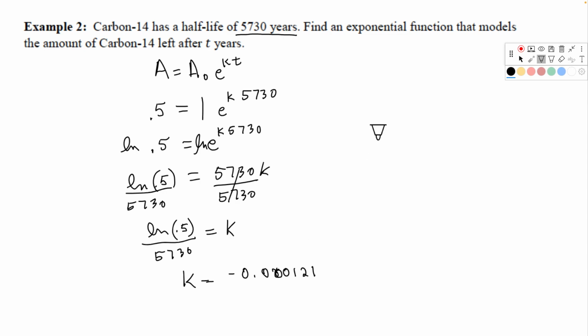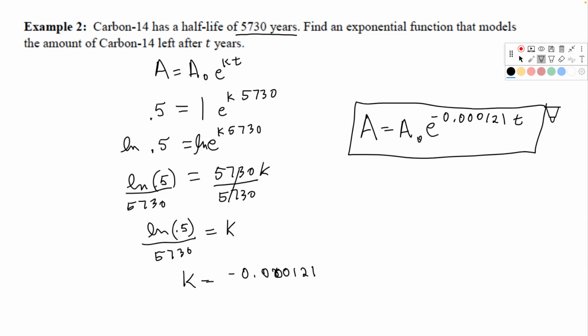So what's our formula? Well, the ending value depends upon what the starting value is. And again, they have to give us that, e to the minus 0.000121 t. Got to remember that.